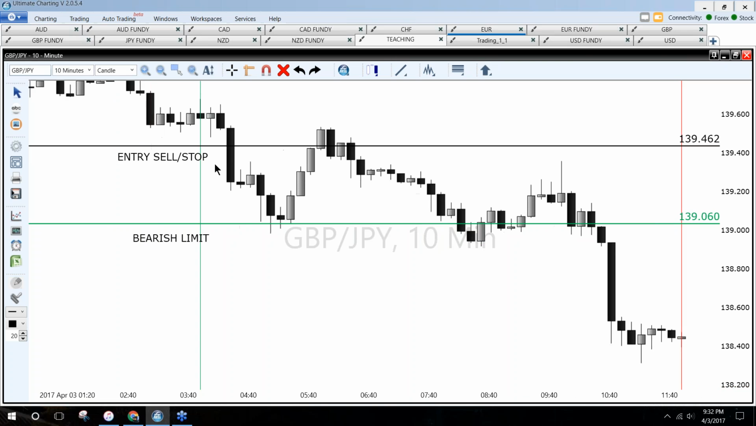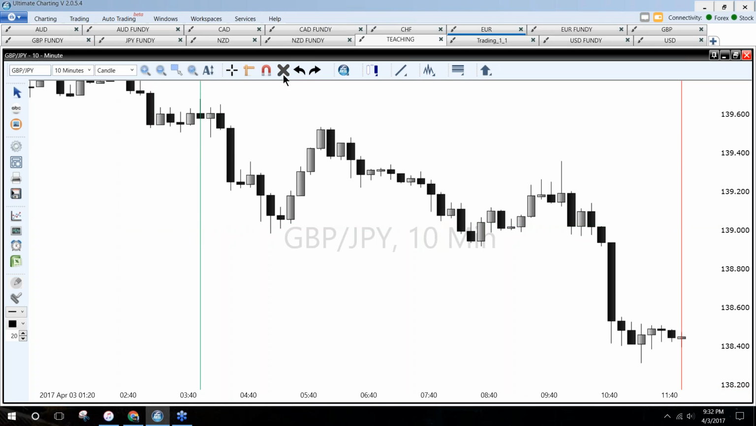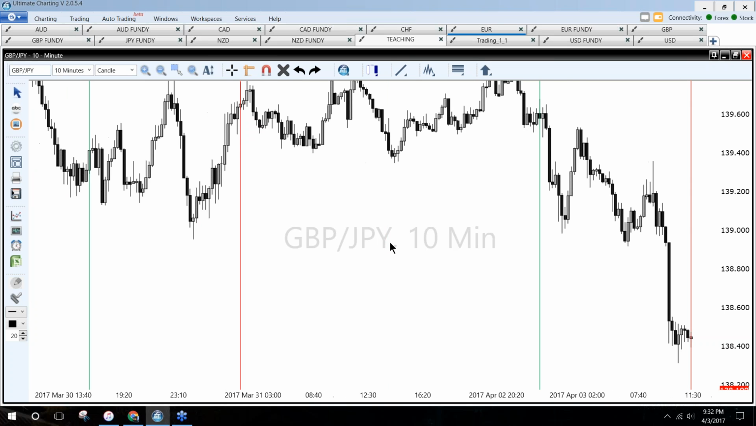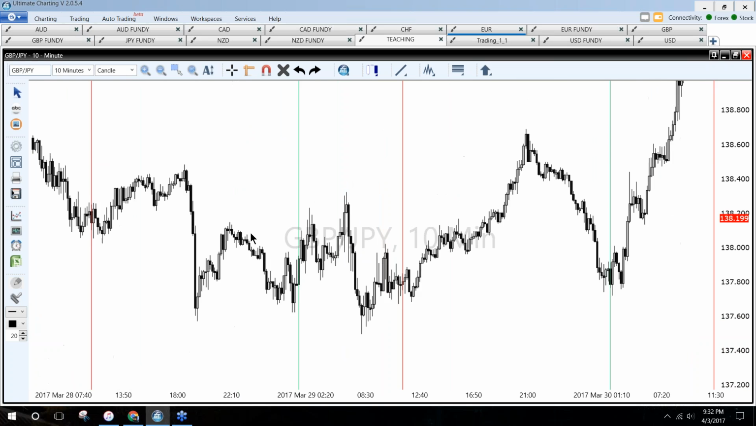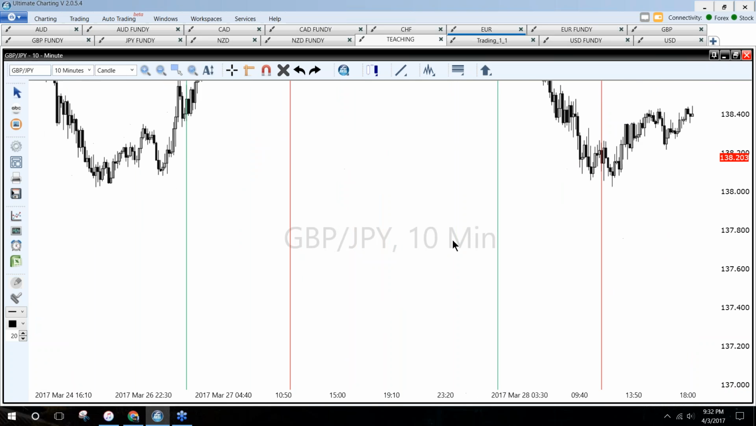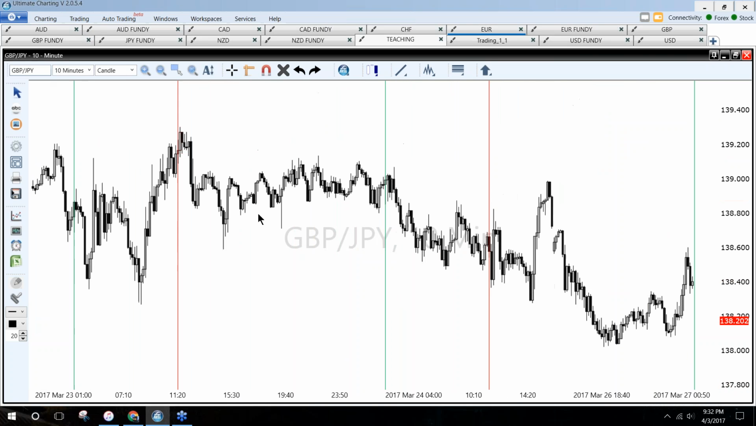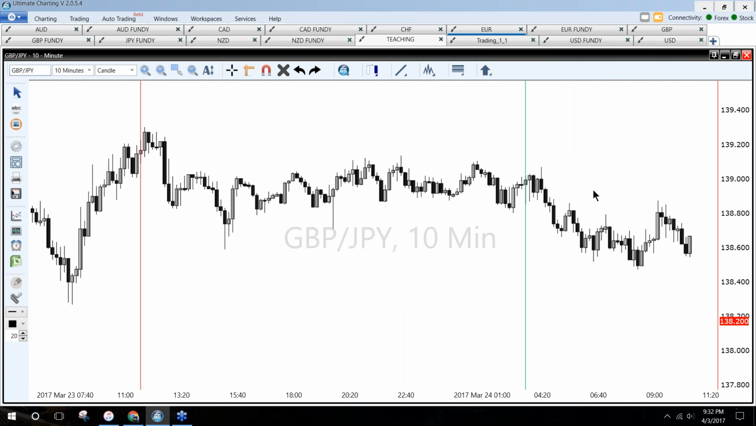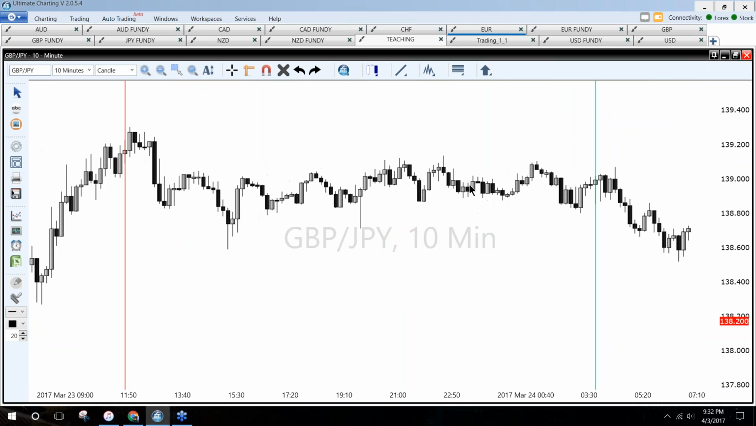All right, let's do some more examples then. We'll do some back testing on this. All right, let's see what this did last week and see how we're looking. All right. Got some consolidation here. Right?